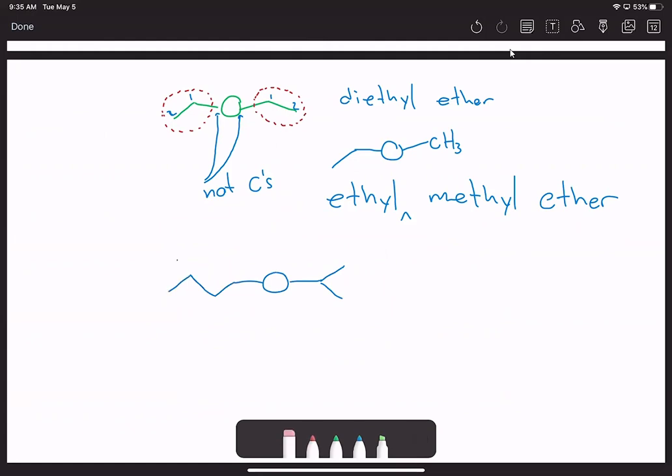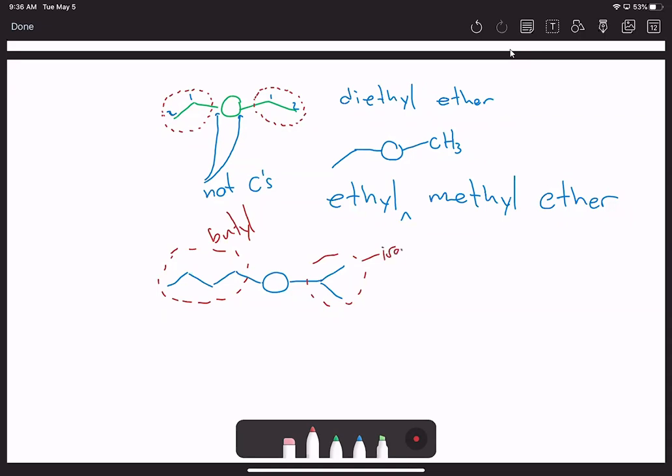Let me redraw that one a little bit. It looks a little off. So I'll circle the branches here. Here's one branch. Here's another branch. This one is named butyl because there's 4 carbons. So instead of butane, butyl, right? Methyl, ethyl, propyl, butyl, pentyl, hexyl, heptyl, and so on and so on.